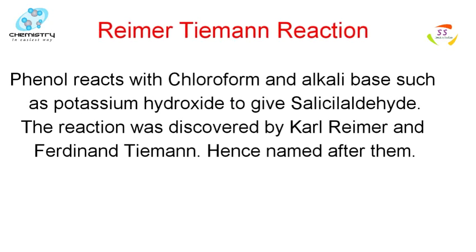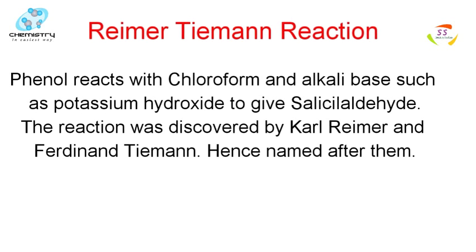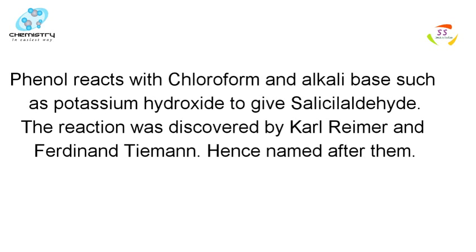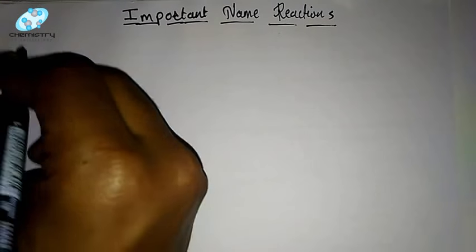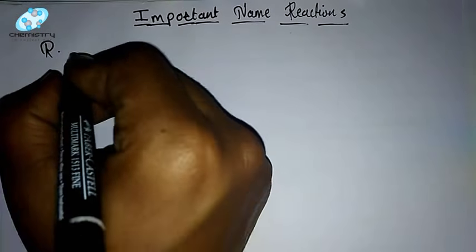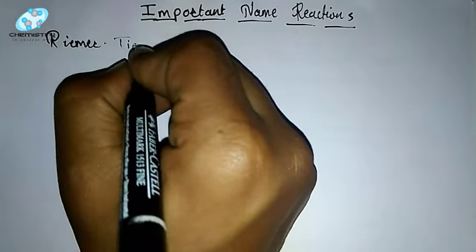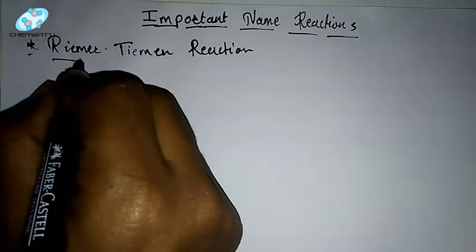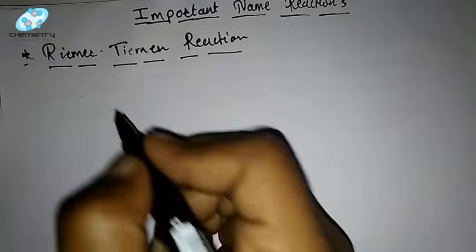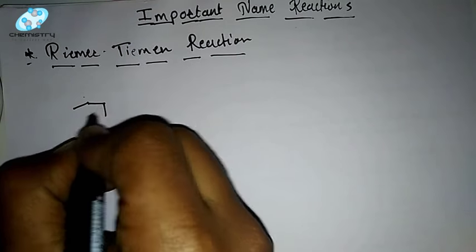Reimer Tiemann reaction. Phenol reacts with chloroform and alkali base such as potassium hydroxide to give salicylaldehyde. The reaction was discovered by Carl Reimer and Ferdinand Tiemann, hence the name after them. Before starting the reaction, let me tell you, in Reimer Tiemann reaction, the reactive intermediate formed is a carbene, which is a very important reactive intermediate. We will see what a carbene is.